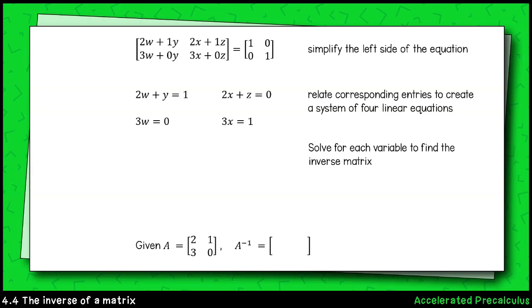Now, to find the values of W, X, Y, and Z, those are the entries in our inverse matrix, I'm just going to solve each equation. Very simple. I have W equals 0, X equals 1/3, Y equals 1, and Z equals -2/3. Now we'll place those values into their appropriate locations on the inverse matrix. And we've done it. We found our first inverse matrix.